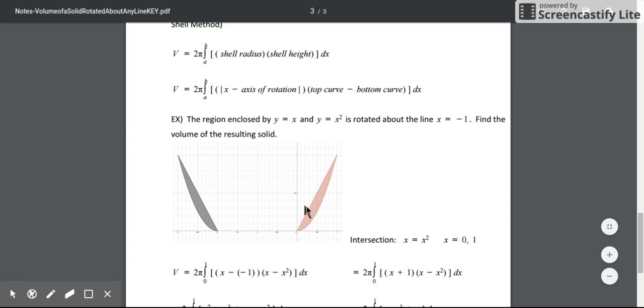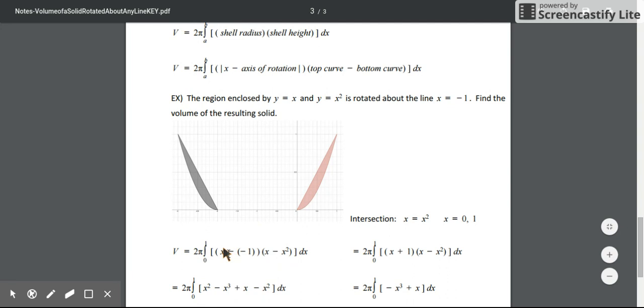To find the shell height is going to be the difference between our functions, because our shell needs to fit within the area between those two curves. So we just need to subtract the bottom curve from the top curve. And so that should be y equals x is our top here, x squared is our bottom, so x minus x squared. We need our intersection points to figure out where we're going to integrate from.